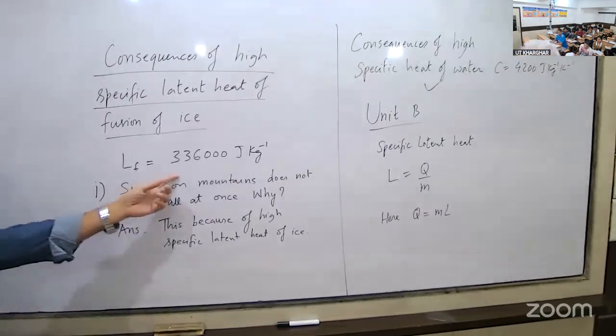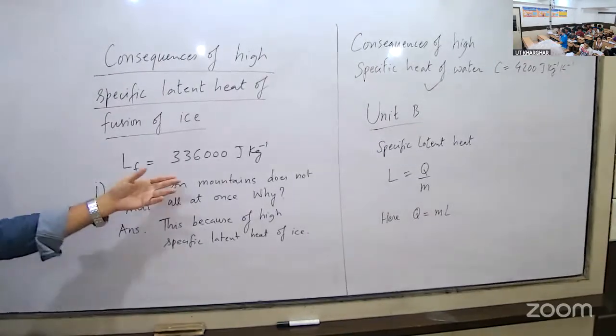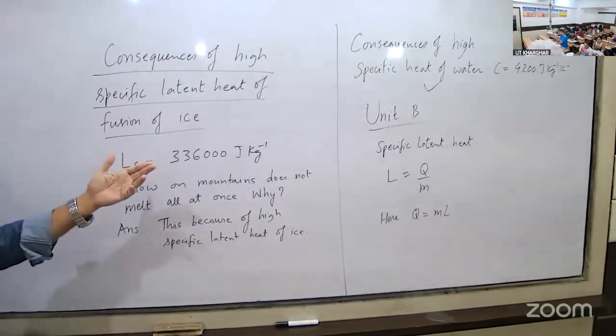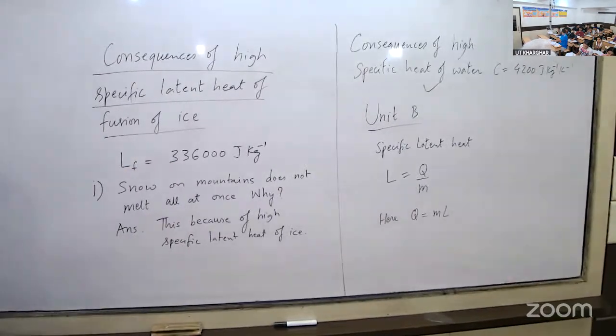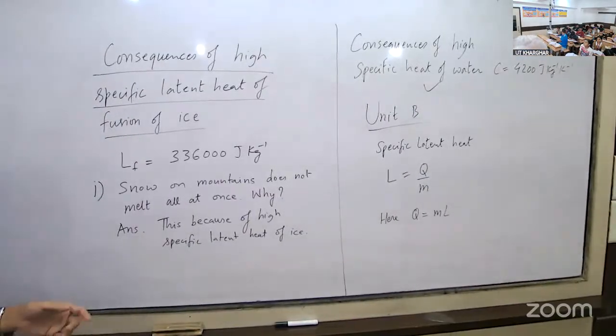So for melting, a lot of heat is needed. For freezing, also a lot of heat is involved. During melting, a lot of heat is required by the ice. During freezing, the heat will be released back into the atmosphere. Okay? So just remember this.